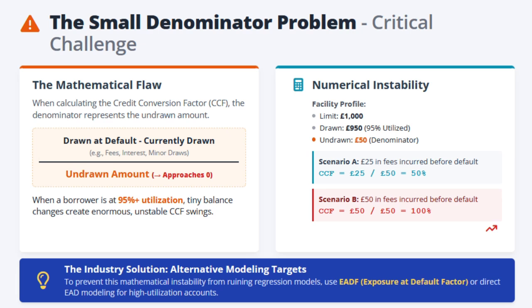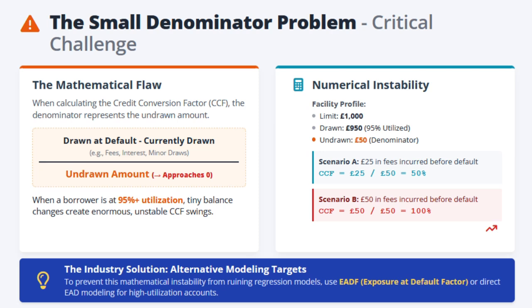And here's a critical technical challenge that separates the experienced modelers from the beginners: the small denominator problem. When calculating the CCF, the denominator is the undrawn amount. And what happens when a borrower is already at 95% utilization? The undrawn amount becomes tiny, and small changes in balance create enormous CCF swings.